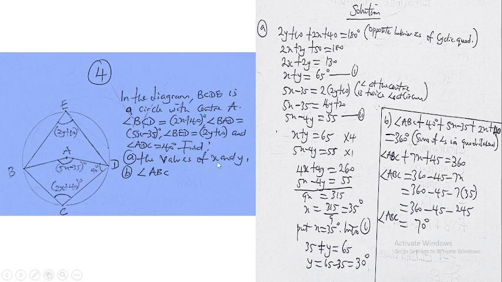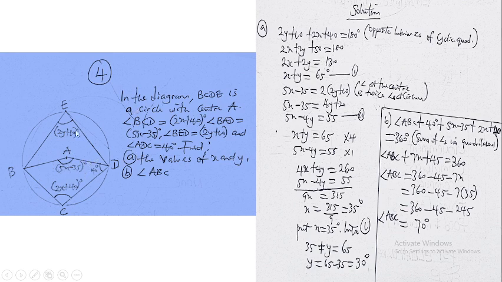Find the values of x and y, and also you have to find angle ABC, which is the angle that is here. So we are looking for x and y first, then we are now looking for this angle that is here. Then how do we go about that? It is by using some of the theorems that we have already learned so far in circle geometry, and by checking all the relationships between the angles that are given to us.